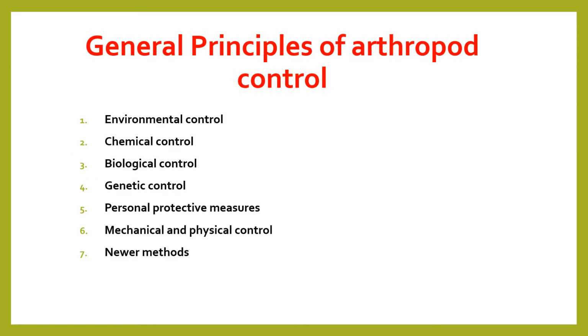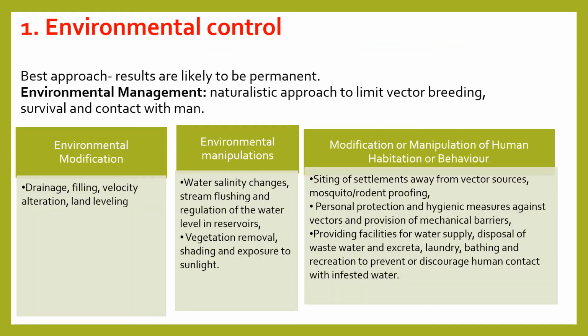In entomology part 1, we have already seen the general principles of arthropod control, which are environmental control, chemical control, biological control, genetic control, personal protective measures, mechanical and physical control, and some of the newer methods of arthropod control. So we will revise these vector control measures in short.